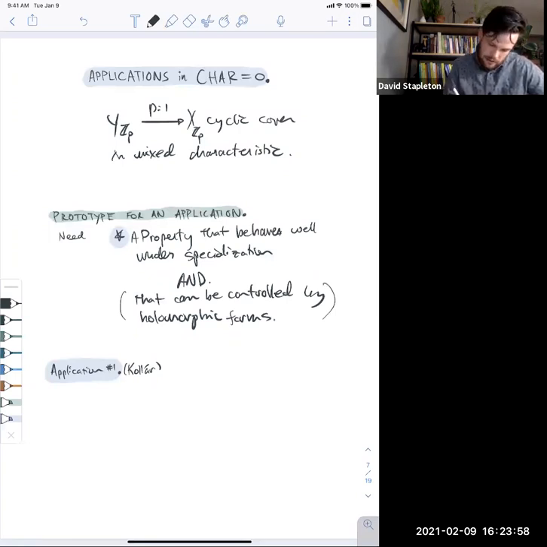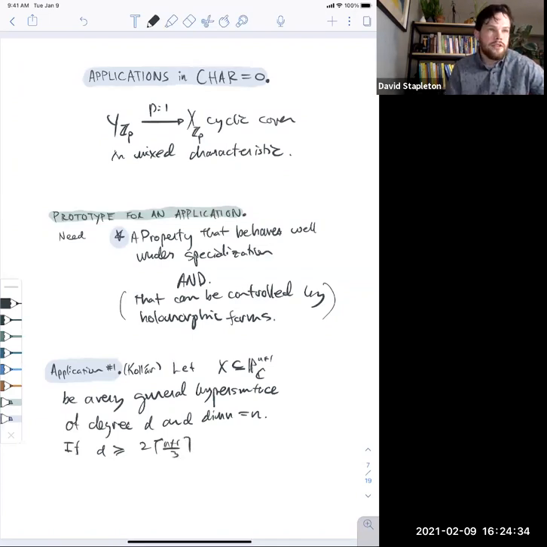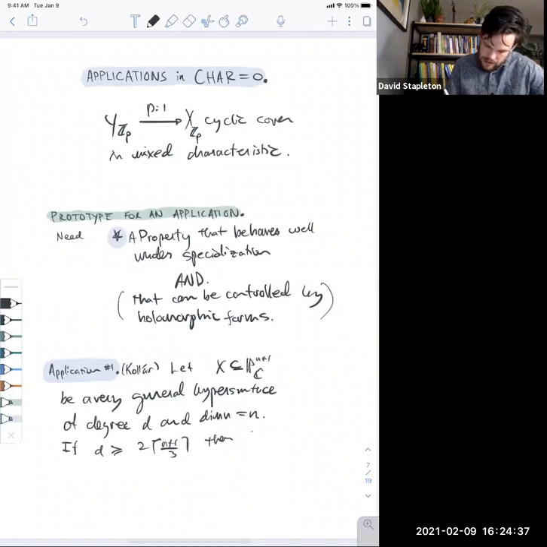But anyways, okay, I want to talk about the first application. Kollár shows the following. Let X inside P^{n+1}(C) be a very general hypersurface of degree D and dimension n. If D is at least 2 times the ceiling of (n+1)/3, which is roughly (2/3)(n+1), then X is not ruled. In particular, it's not rational.